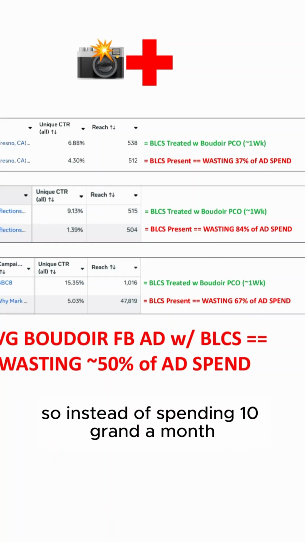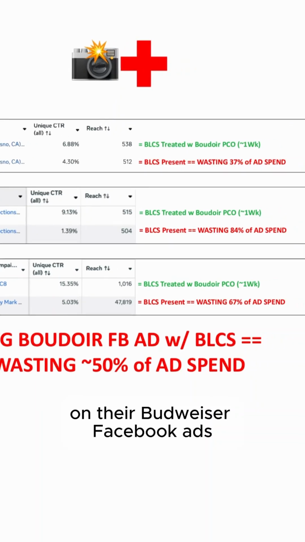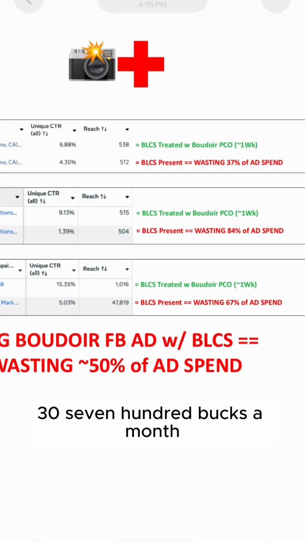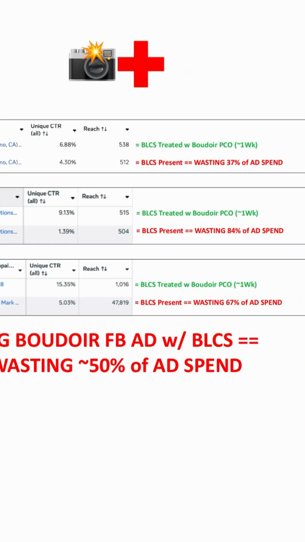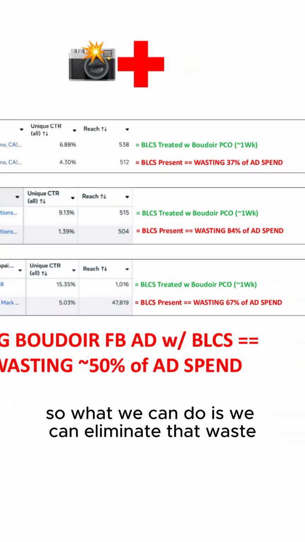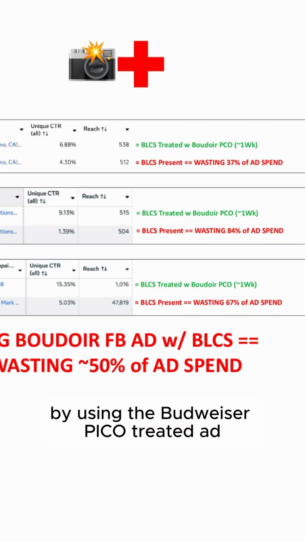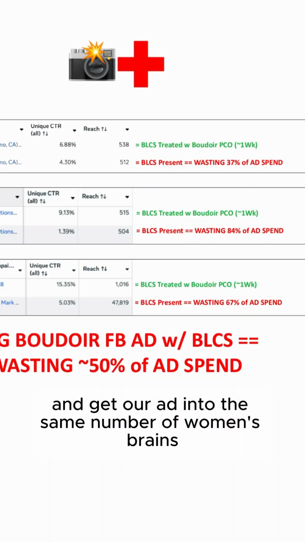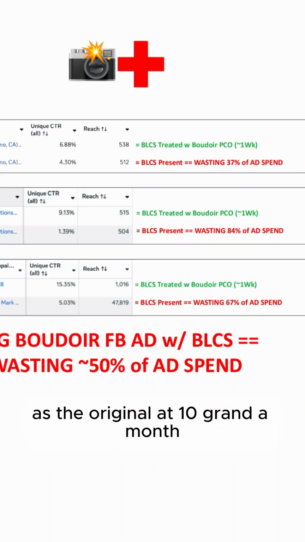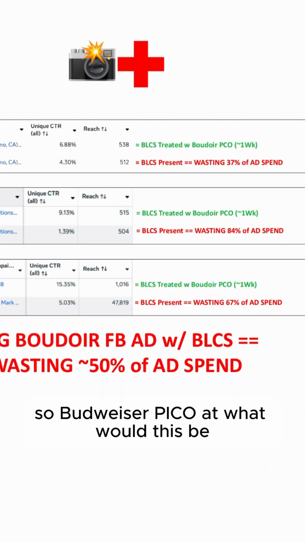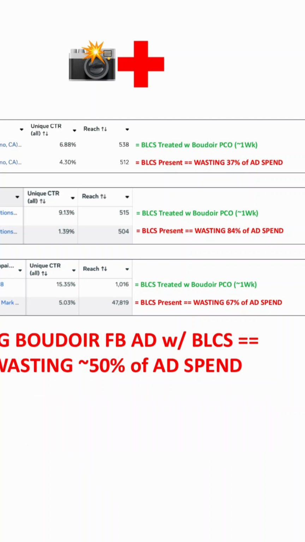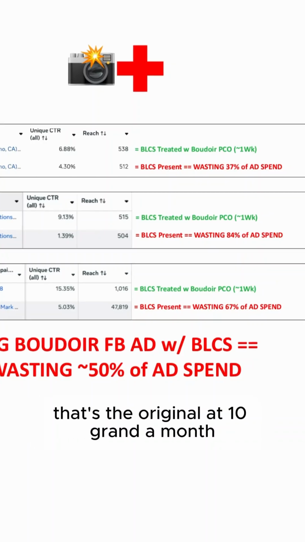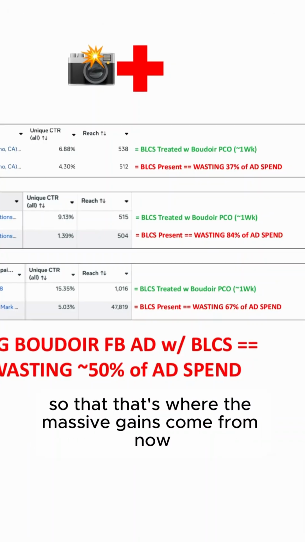So instead of spending 10 grand a month on their Boudoir Facebook ads, $3,700 a month every single month was being wasted. So what we can do is we can eliminate that waste by using the Boudoir Pico treated ad and spend the difference instead and get our ad into the same number of women's brains as the original at 10 grand a month. So Boudoir Pico at, what would this be, $6,300 a month. We'll get into the same number of women's brains as the original at 10 grand a month. So that's where the massive gains come from.